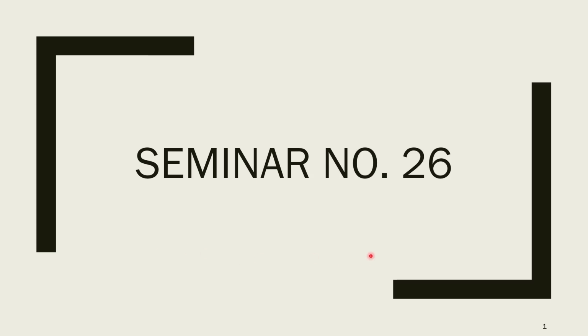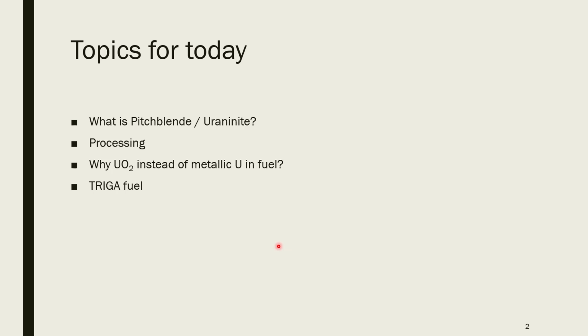And today I wanted to talk about what is pitchblende, uraninite, processing of uraninite again, and why do we need uranium dioxide as fuel and not just metallic uranium. And then I wanted to quickly mention the TRIGA fuel because I think that's quite an interesting type of fuel element. And this whole seminar was inspired by me going on an excursion to the Erzgebirge.